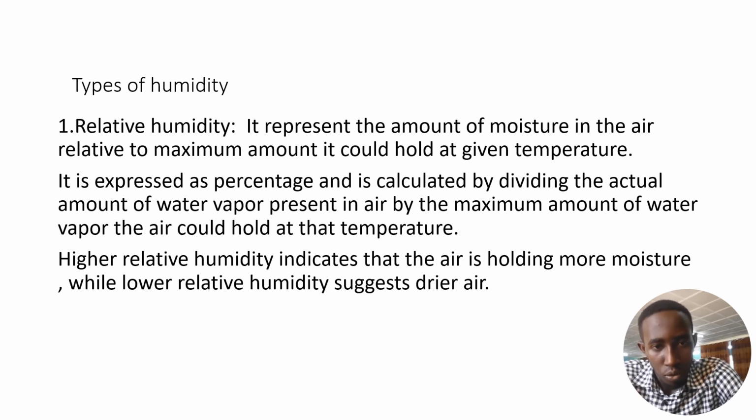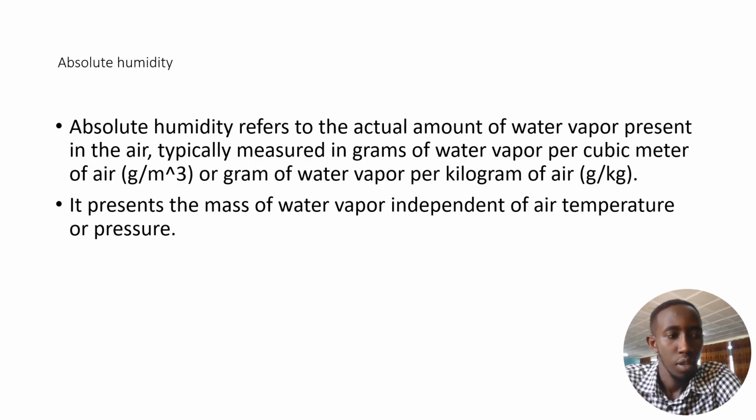We can add something on this type of humidity. Higher relative humidity indicates that the air is holding more moisture, while lower relative humidity suggests drier air. Can you get the point? Let me repeat in order to understand it. Higher relative humidity indicates that the air is holding more moisture, while lower relative humidity suggests drier air. I think you get the points about that type of humidity. Let us move on to the next slide, which is absolute humidity.